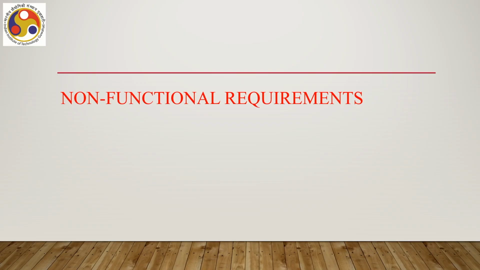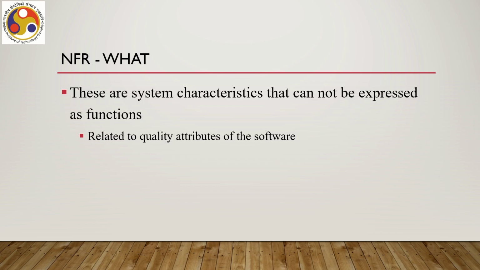Now, let us quickly have some idea on this non-functional requirement. So, these are system characteristics that cannot be expressed as functions. When we talk of functional requirements, essentially we are referring to system features, abilities of the system to carry out tasks in terms of some functions which are treated as a black box. So, we provide some input and the function generates some output once it is implemented. Those are functional requirements.